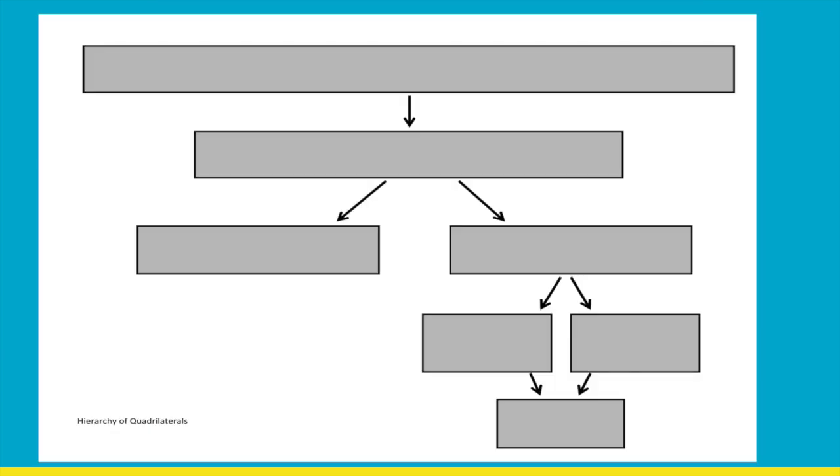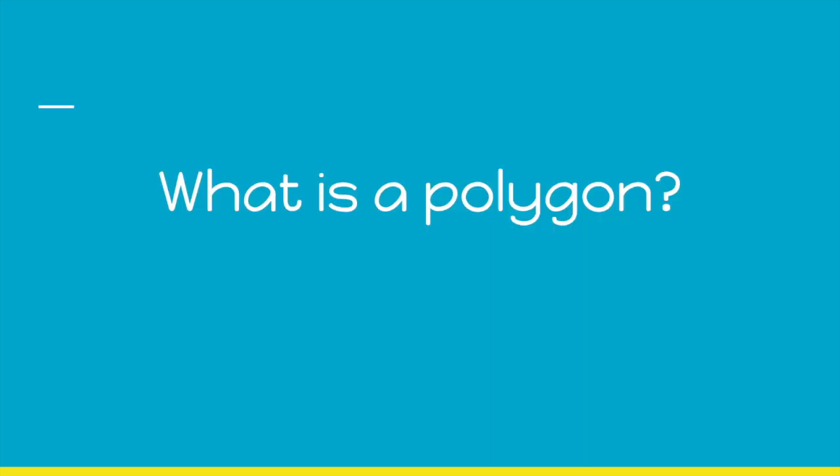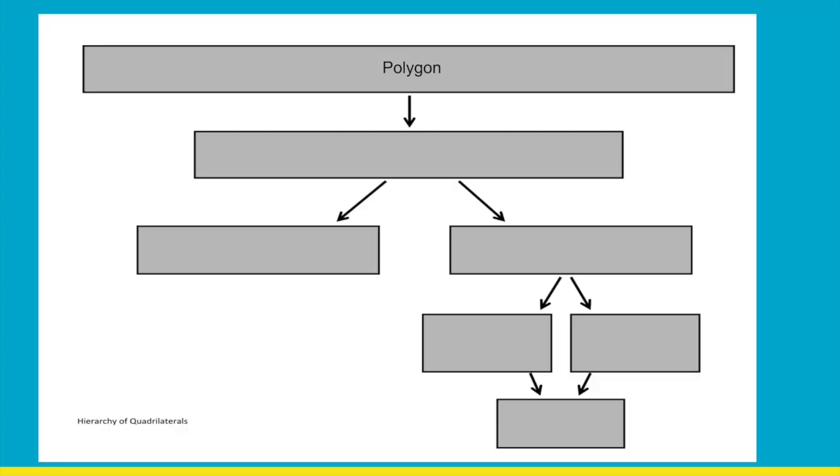So let's go back to talking about the hierarchy. The place at the very top is going to be the broadest description because it's going to classify everything that falls below it. In other words, any shape with all of these attributes can be called that. So looking at the first block at the top here, what should go there? Polygon. So what's a polygon? A polygon is any closed shape with straight sides.